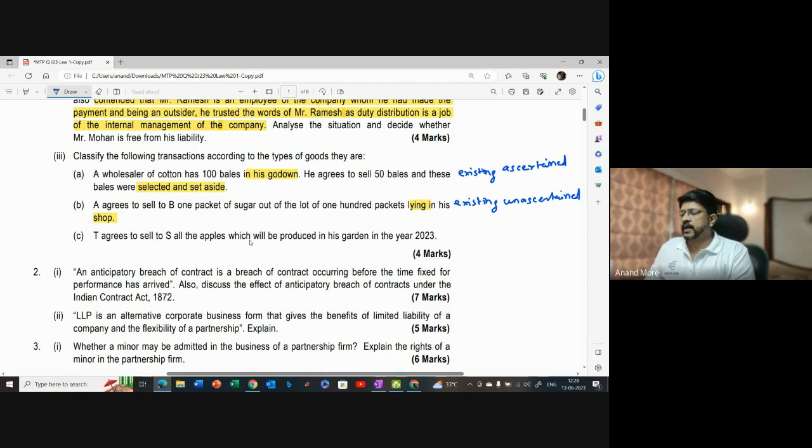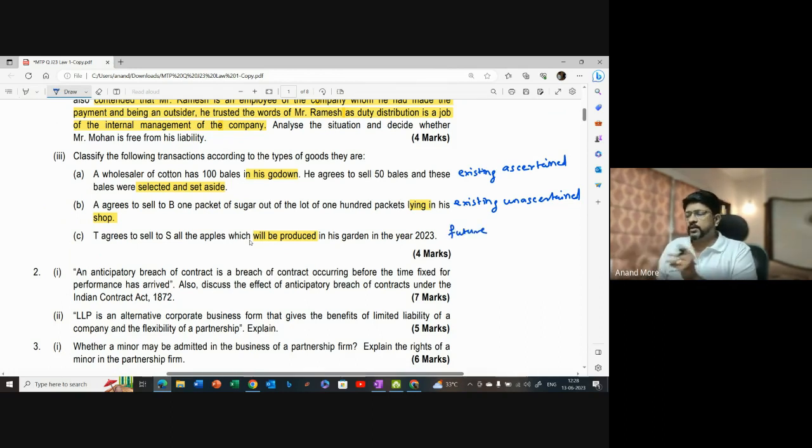Next one, T agrees to sell S all the apples which will be produced in his garden in the year of 2023. So here the goods will be produced. That means these are not existing goods. These are future goods. So they'll have to be considered as future goods. There is no need to consider ascertained or as the case may be. So these are future goods.